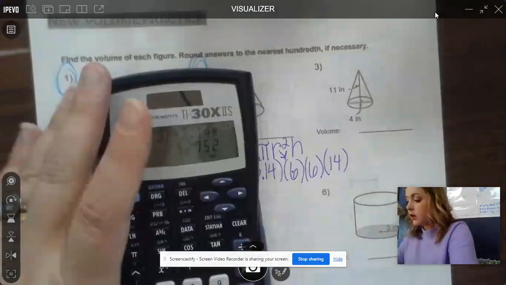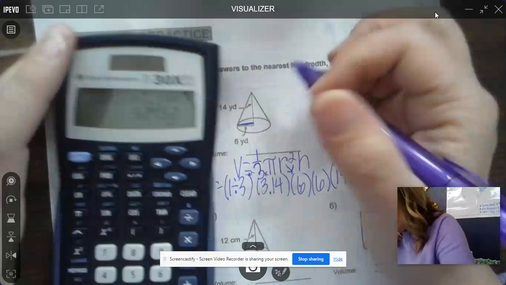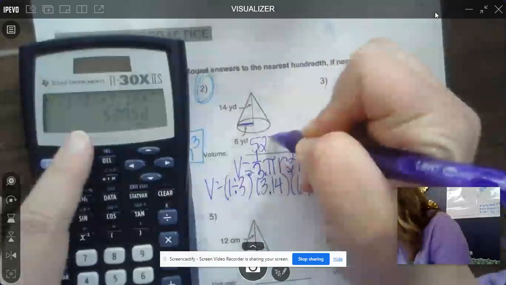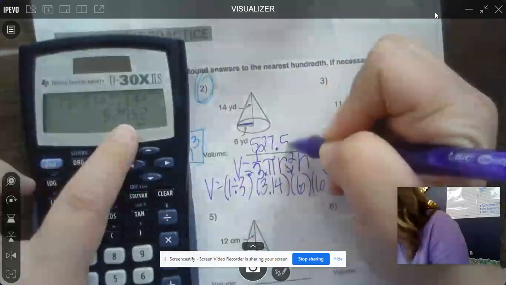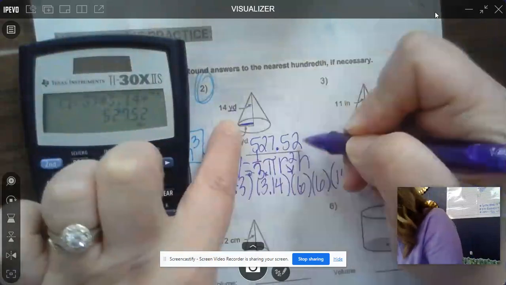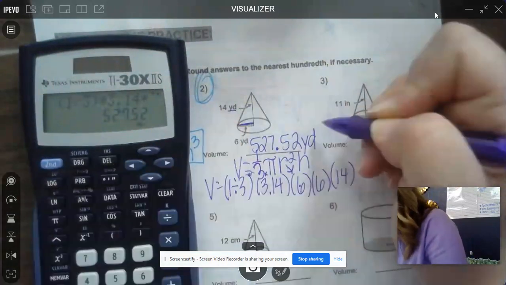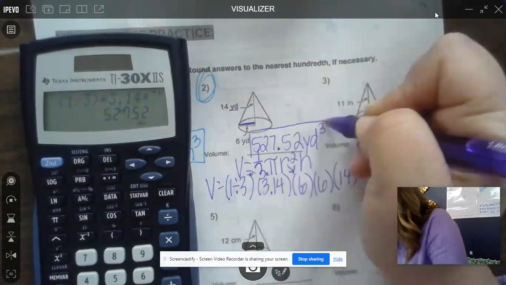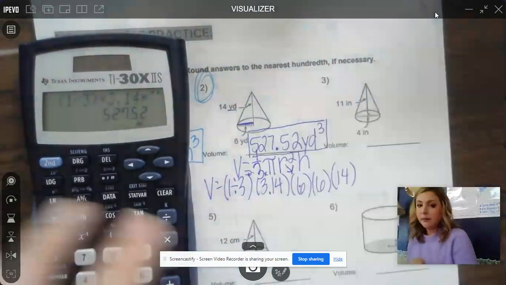It came out in the hundredths place already. So we're going to say that volume equals 527.52. Let's go back to our units. See, we're talking yards here. And this is a three-dimensional figure, so my units are cubed.